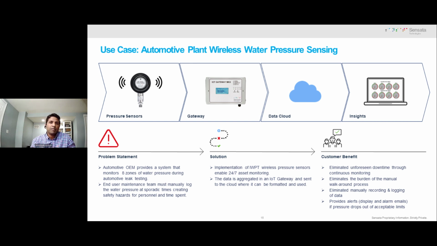They collected data once a month or once in 2 months, but the data collected is so sporadic that it does not give you a full picture of the operations. They still have downtime and cannot avoid it. So they turned to Sensata's temperature measurement solution.